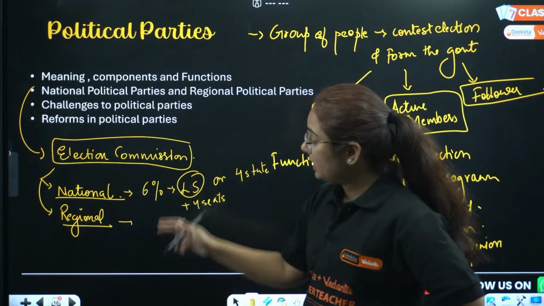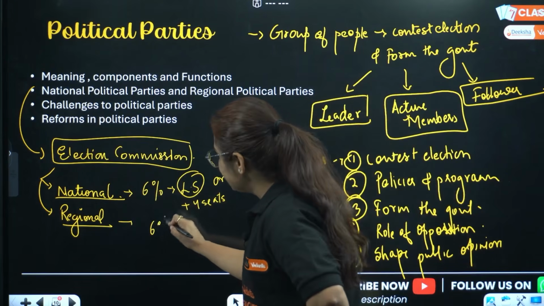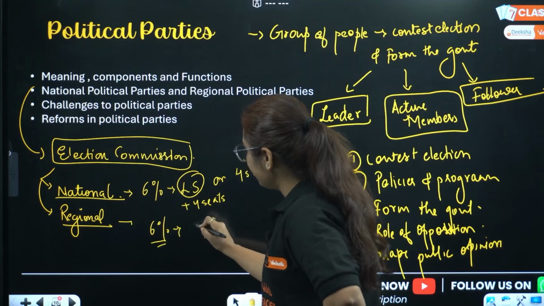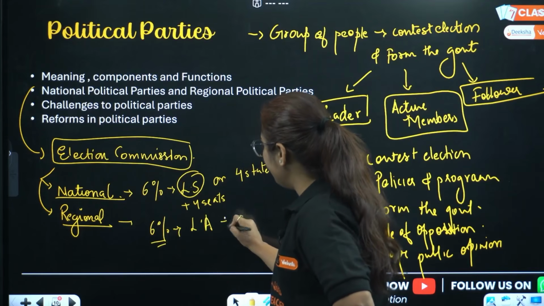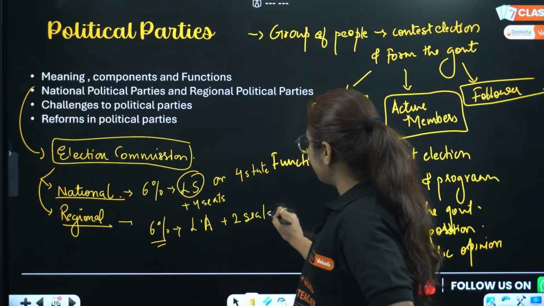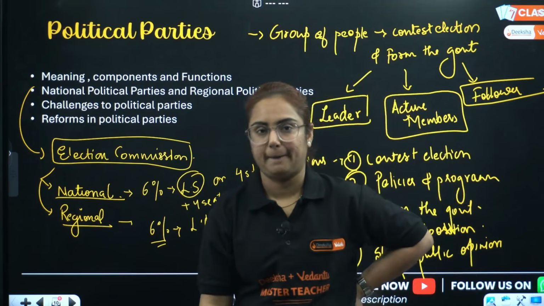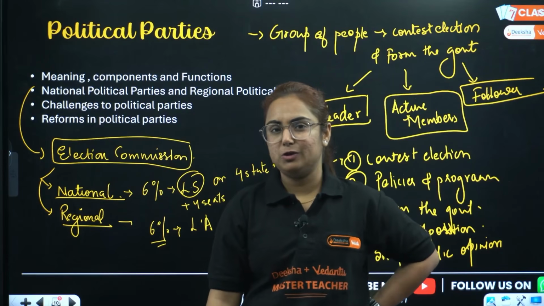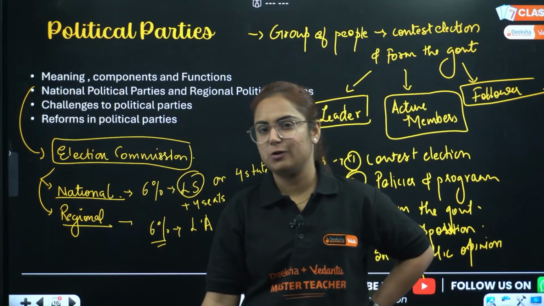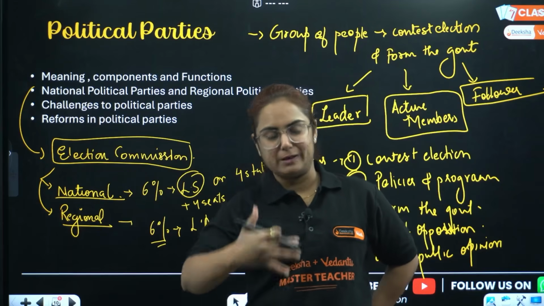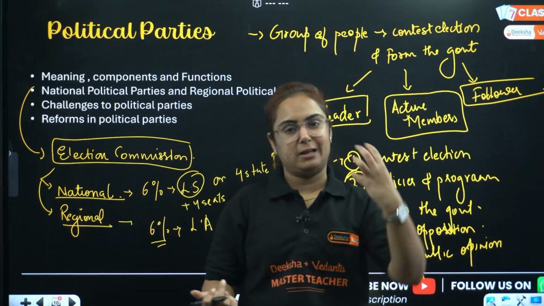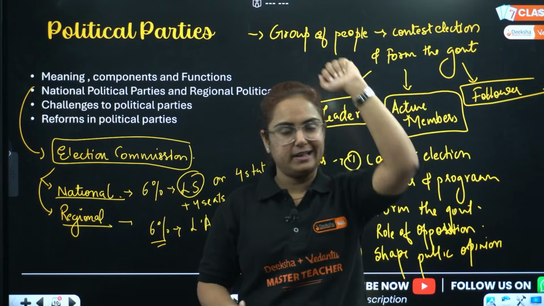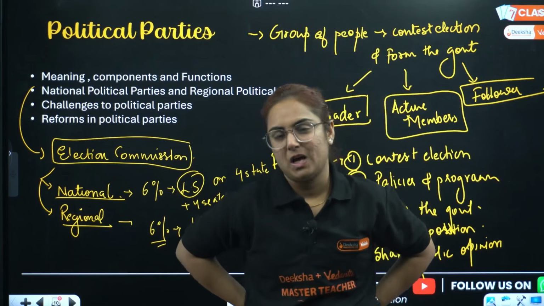Okay. Now what is the criteria for regional one? 6% of total votes in the general elections to the legislative assembly plus 2 seats in the respective state legislative assembly. Ma'am, you just spoke like a parrot. How to remember? Beta, do it, you will remember it. Okay? State, that means legislative assembly. Center, that is, parliament. Okay?